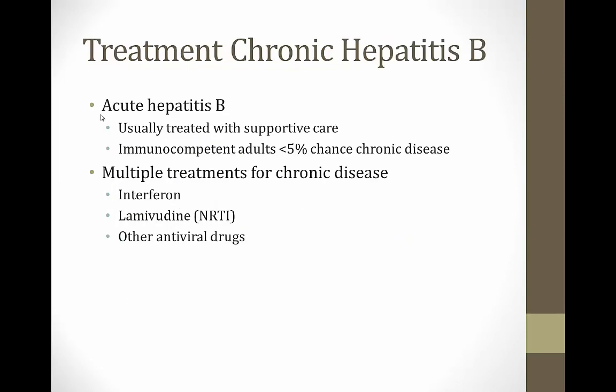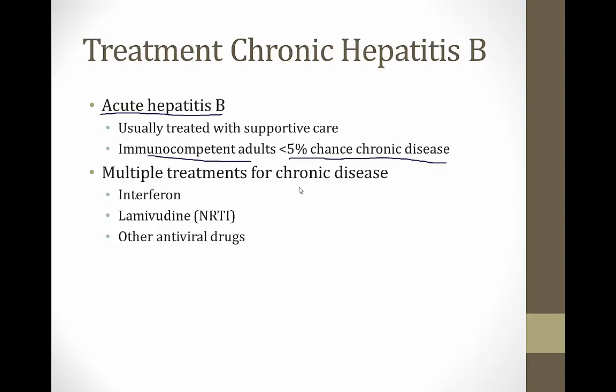There usually is no specific treatment for acute hepatitis B. Usually we just administer supportive care. Recall that I said that in immunocompetent adults, less than 5% will go on to develop chronic disease. So acute Hep B is usually only treated with antivirals in special circumstances like immunocompromise.